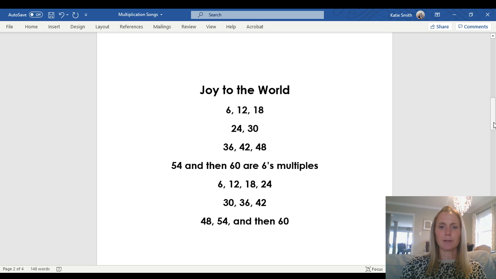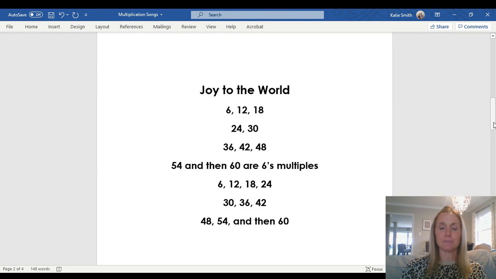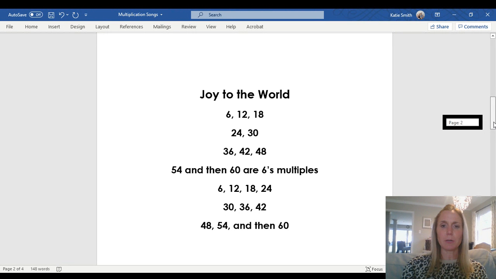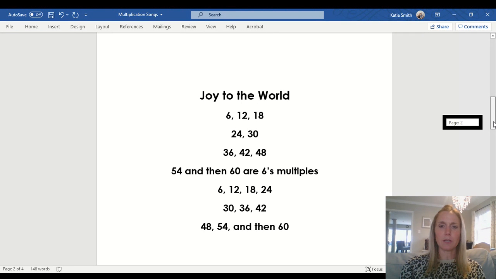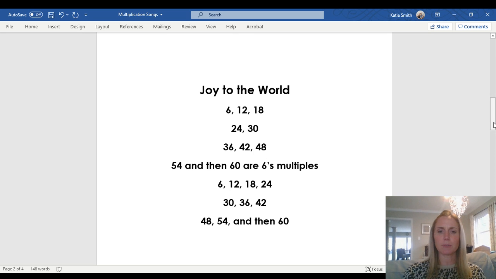Okay, guys, we're going to practice our six facts now. We don't really have a song for the fives because you guys should all know how to do the fives. 5, 10, 15, 20. We should all know how to count by fives by now. So we're going to practice our six songs with Joy to the World. Please make sure you're singing with me because we're going to go two times through.